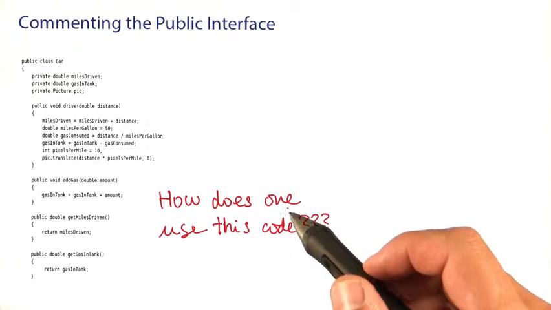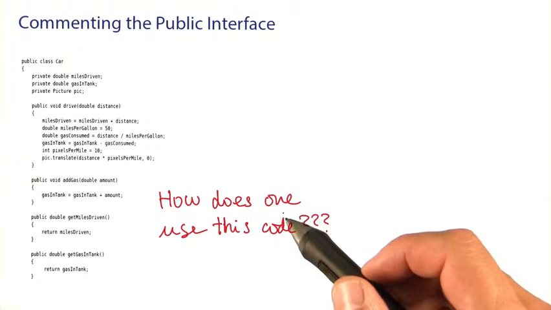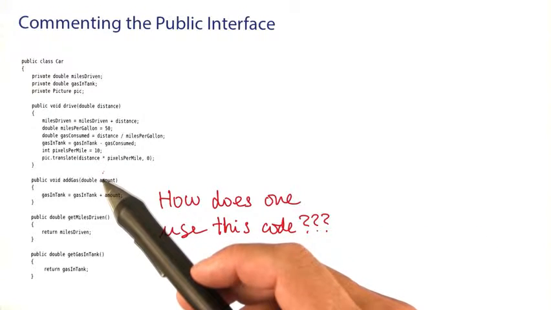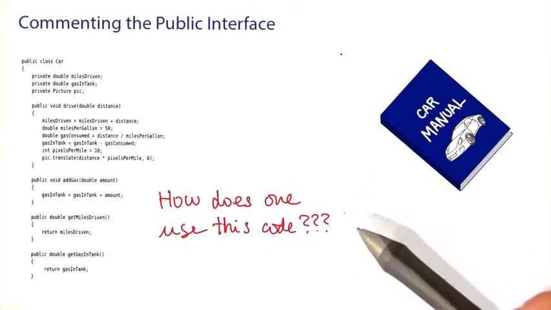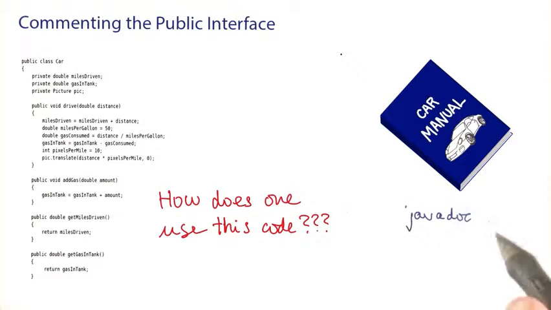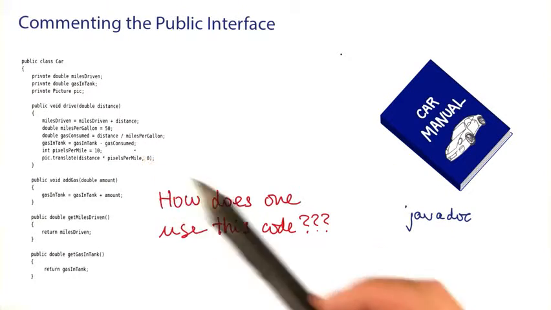And who's one? That would be the programmer who doesn't want to know what goes on inside the car class, but who just wants to write programs that drive cars around. Now for a car, one would have an owner's manual, but for code, what you want is JavaDoc. Let me show you what one needs to put into the code to get the JavaDoc.